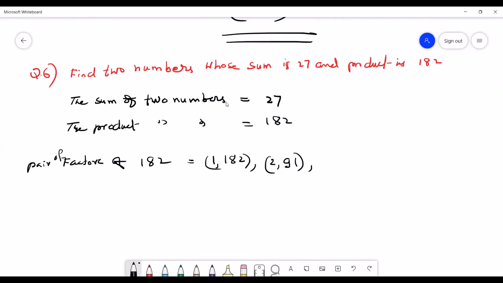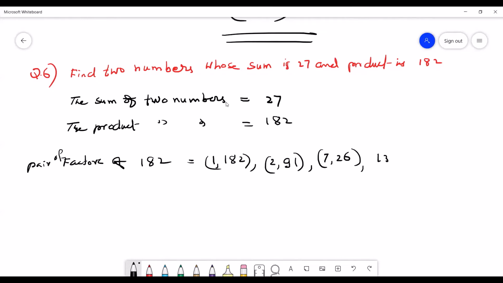And whether 3 will go here, 3 will not go here throughout. And whether 4 will go, 4 also will not go throughout. And 5 also will not go, and 6 also will not go throughout. We will get a remainder. If we get a remainder, then we cannot take that. And whether 7 will go, then 7 will go in 26 times. And next 8 will not go here, 9 will not go, 10 will not go, then 11 also will not go, 12 also will not go.